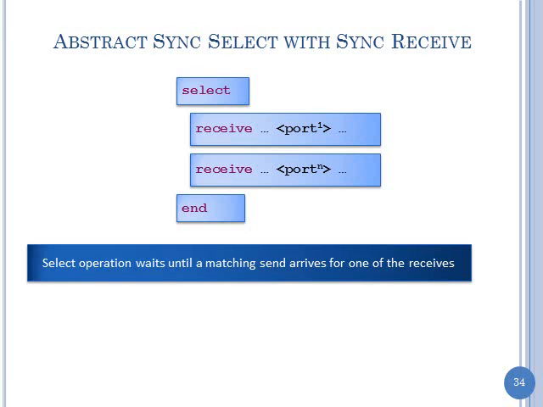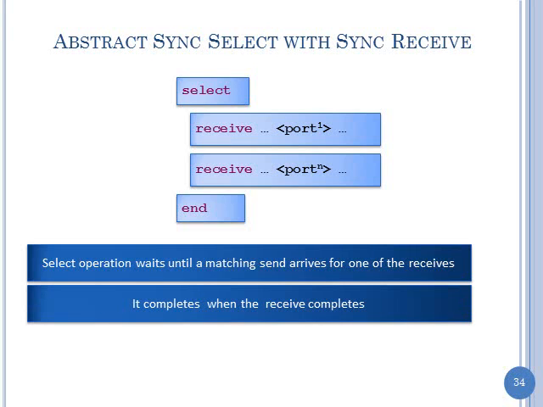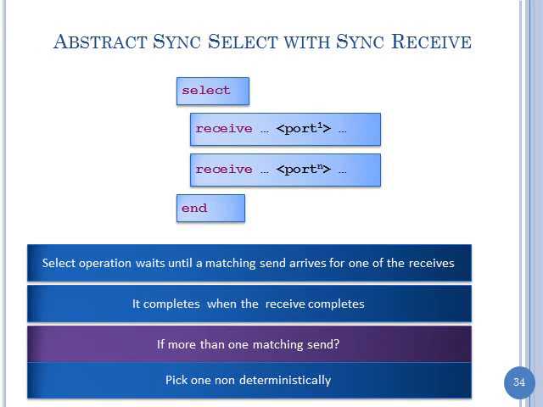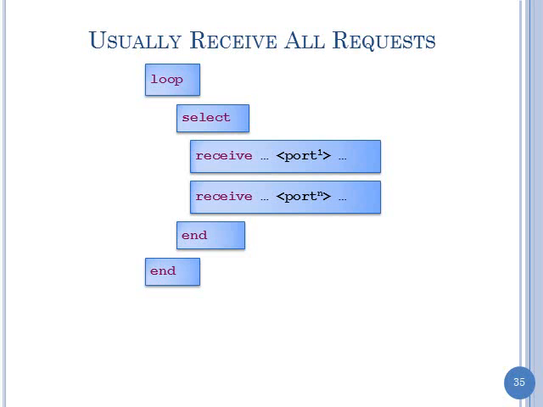So the select operation waits until a matching send arrives for one of the receives. That is why it's sort of like a pattern match thing. And it completes when the receive completes. So what happens to the other receives then? I serviced one non-deterministically. What about the other ones now? Well, as soon as you're done with that one receive, you go back to the select and process the next one. So with more than one matching send, you pick non-deterministically, and this is how it normally goes.